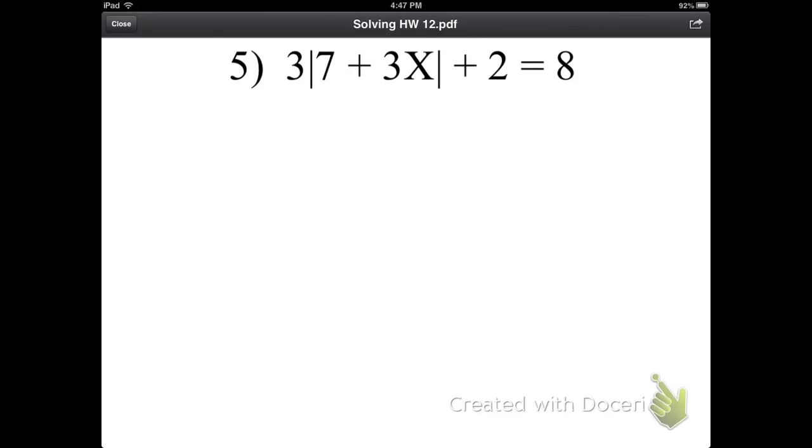Alright, let's get this done. Time for the last two. This is all solving equalities or inequalities with absolute value.